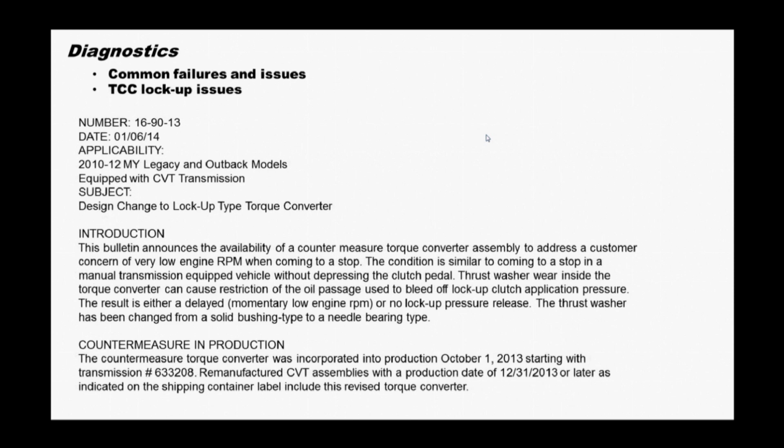TCC lockup issues. This is a very big problem. We see this a lot on 2010 to 2012 Legacy and Outbacks. They have changed the lockup converter. Basically, this boils down to they have changed from a thrust washer into a needle bearing inside the torque converter itself. This is like when you come up to a stop, the engine stalls or kind of chugs and lugs like you didn't push in a clutch in a manual transmission. But this is a lockup issue.